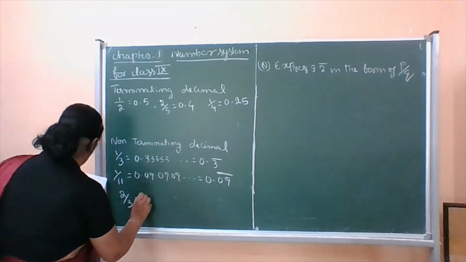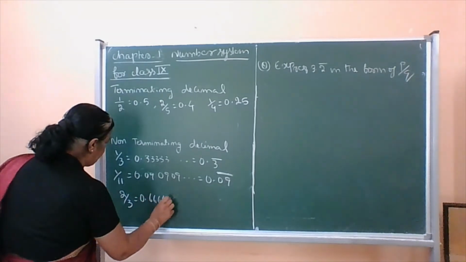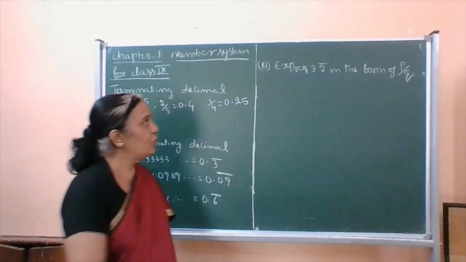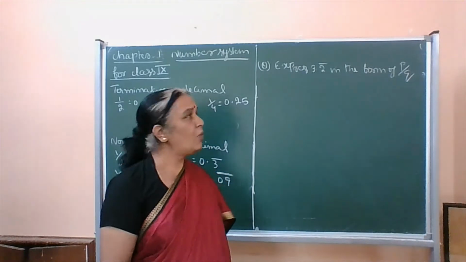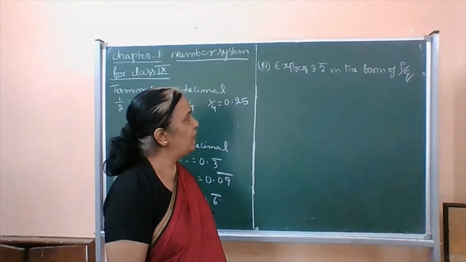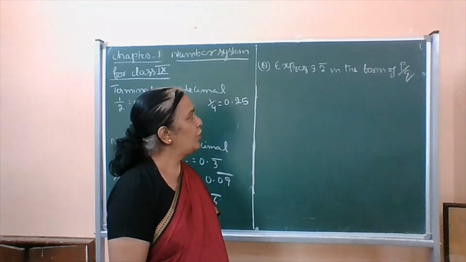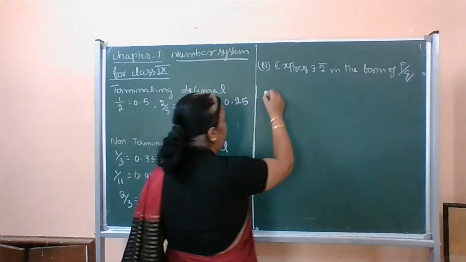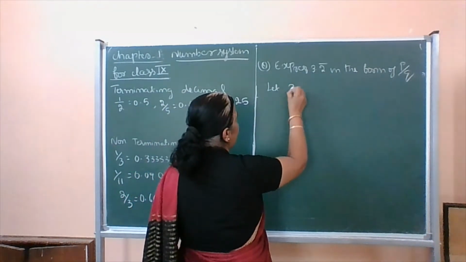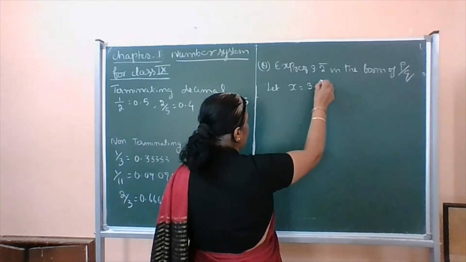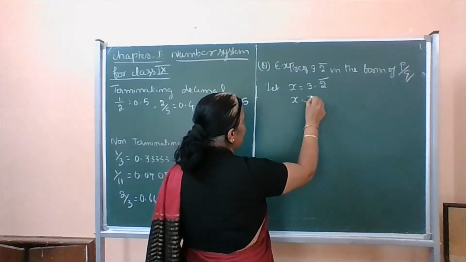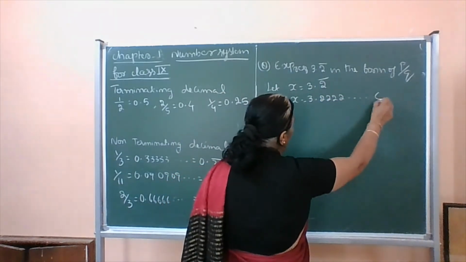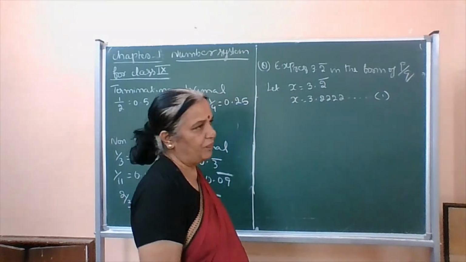When you divide 2 by 3, the value will be 0.666, like that. That means here 0.6 bar. Now, you are going to learn how to convert a repeating decimal, that is 3.2 bar, in the form of p by q. Now, let x is equal to 3.2 bar. That means x is equal to 3.222, like this. It continues, and call this as equation 1.